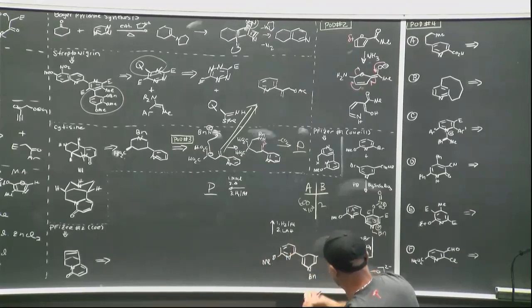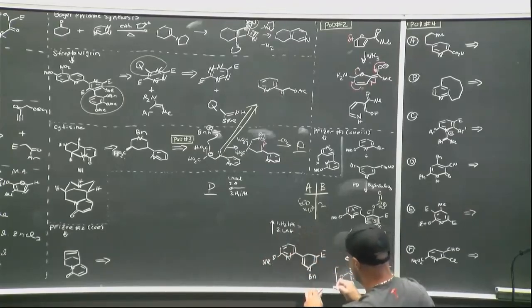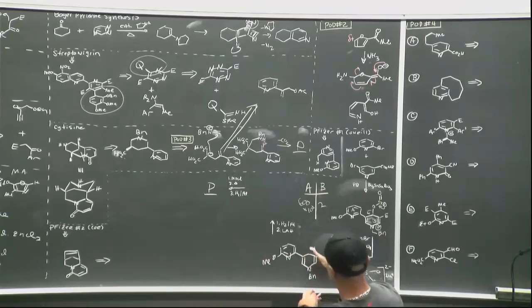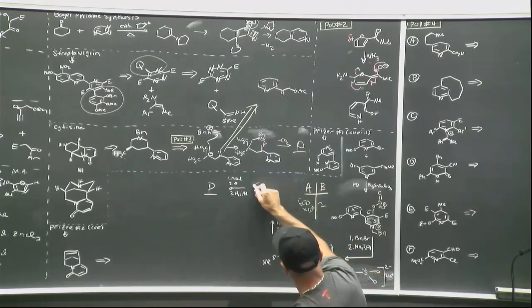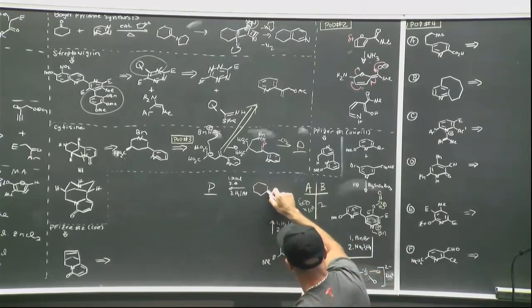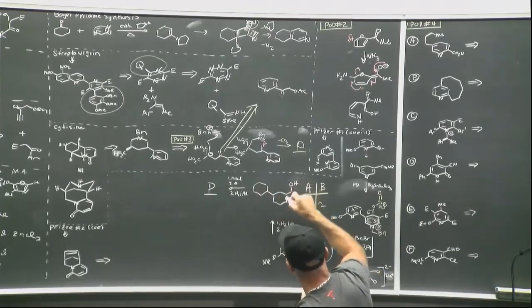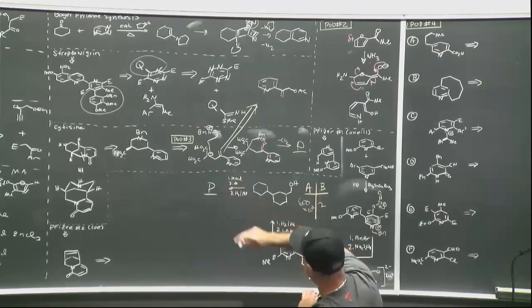Okay, so H2 and platinum followed by LAH. That's going to take down the two olefins, not going to touch this pyridine. LAH is going to take down our ester. And now we have something looking very similar to Van Tamelen's intermediate.